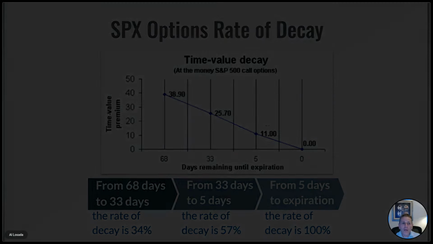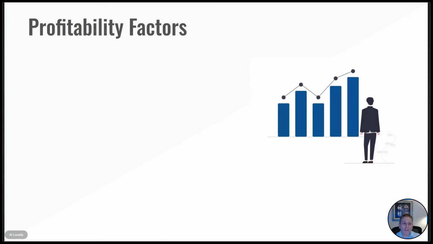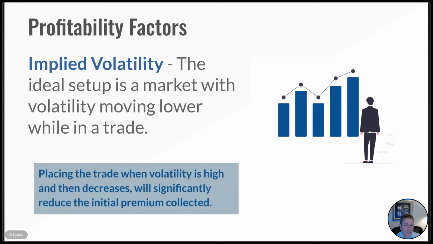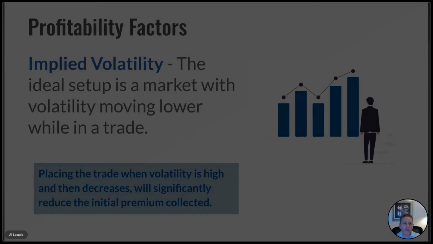All right, so probability factors, and let's talk about that. First of all, implied volatility. The ideal setup is a market where the volatility is moving lower while you're in a trade. So you want to have higher volatility when you put on that trade, and lower volatility when you close it, and that's what helps you. It doesn't always come that way, but that's what you want it to do.